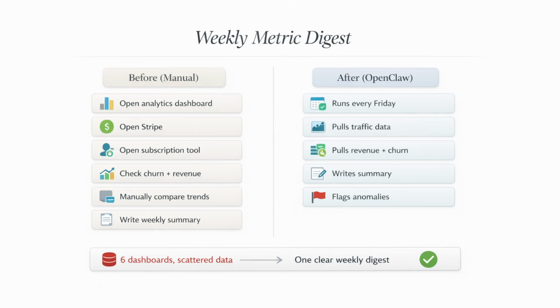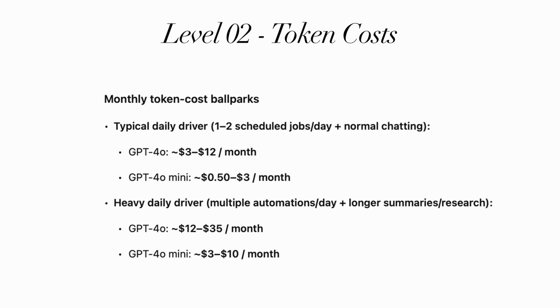Use case 3 is a weekly metric digest. So OpenClaw is pulling traffic data, revenue, say from Shopify, churn from whatever analytics tool you use, and then delivering it to you along with the key insights, maybe some action items. As for token costs at level 2, we're looking at something like this. Again, obviously these are estimates. Your use can vary a lot, but it's typically something like this.